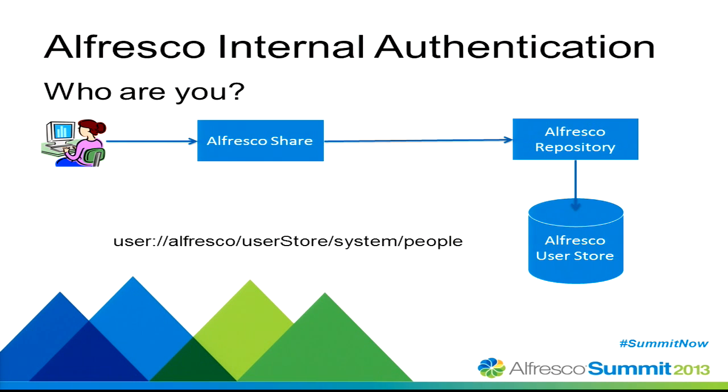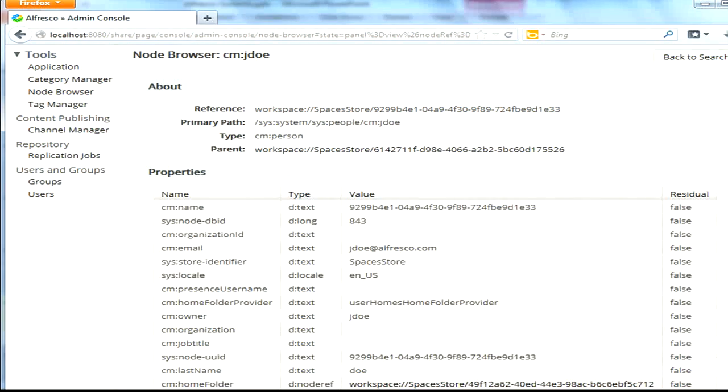So when you create a user in Alfresco Share or Alfresco Explorer, that actually creates two nodes, and this is from the node browser. The first node it creates is a node of type person, and the person will have things like an email address and a name. So all users in Alfresco will have a person node.